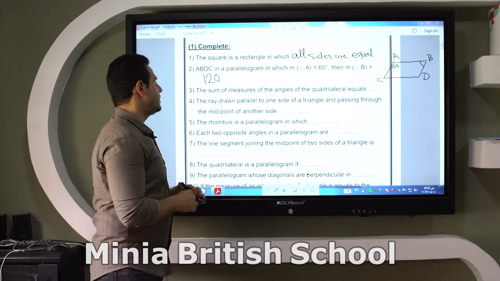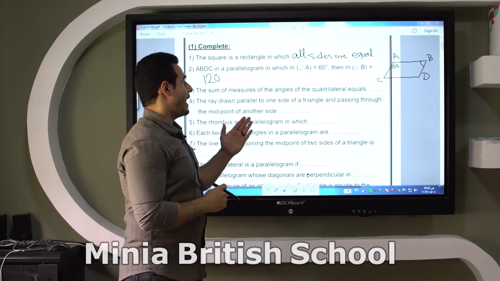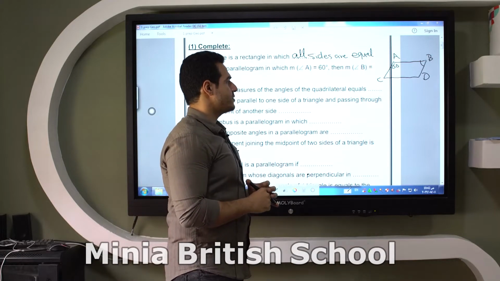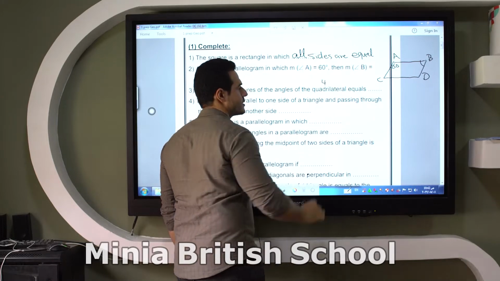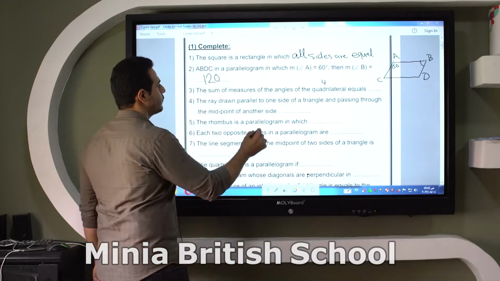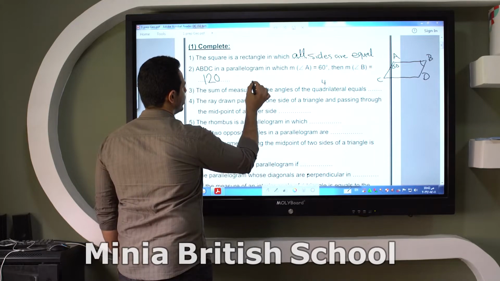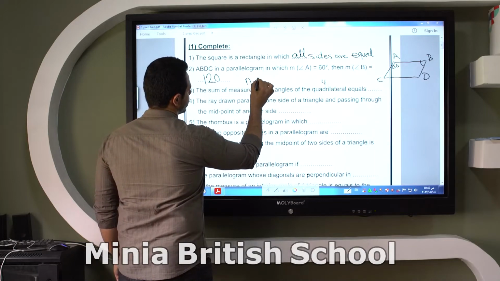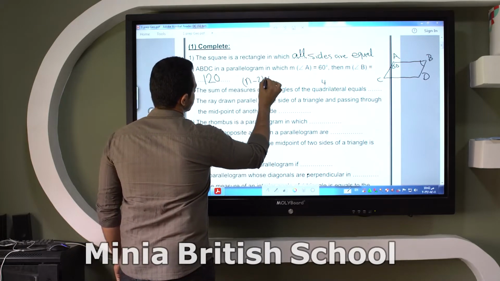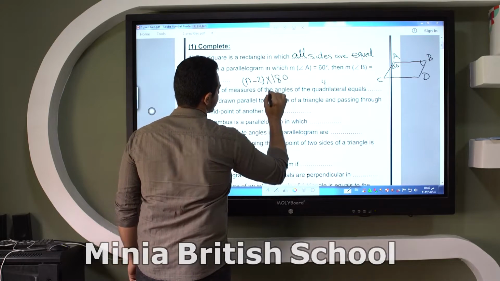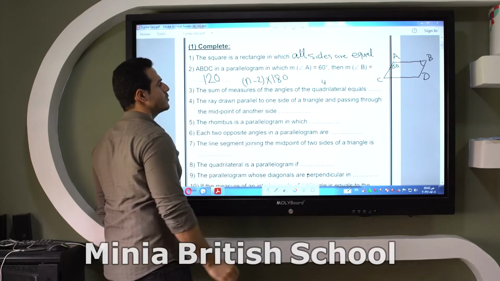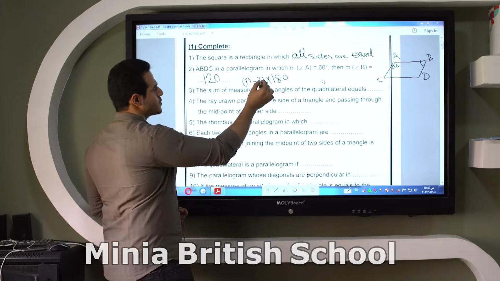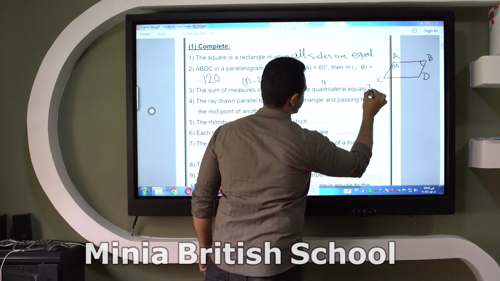Number 3, the sum of the measures of the angles of a quadrilateral equals what? A quadrilateral has 4 sides. So we have the rule to find the sum of the measures of all interior angles: n minus 2 times 180, where n is the number of sides. So 4 minus 2 equals 2, 2 times 180 equals 360.